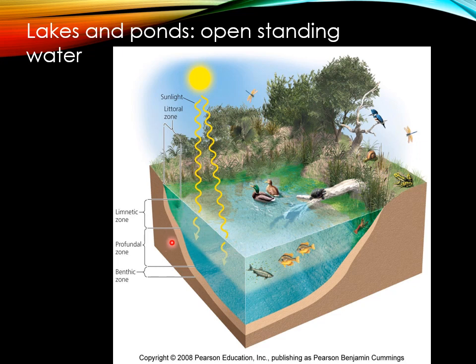Underneath the limnetic zone is the profundal zone. This is darker, where light is not going to penetrate too well. And then the very bottom, so the surface here, the mud or the sand or silt on the bottom, is the benthic zone.